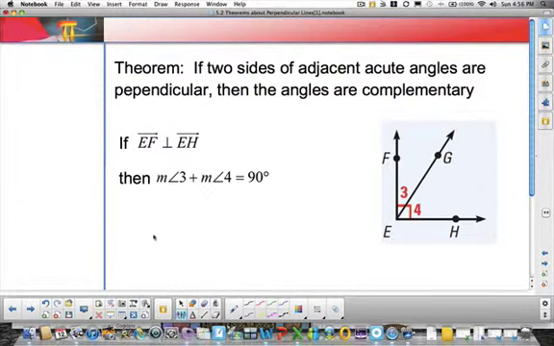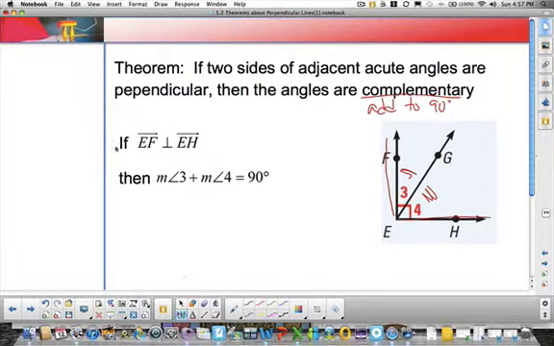So our last theorem says that if two sides of adjacent acute angles are perpendicular, then the angles are complementary. So what we're saying is if we have two angles like this, angle 3 and angle 4, and we know that both of these angles are acute, in other words, they're both less than 90 degrees. If I know that the two sides, EF and EH, are perpendicular, then I know that angle 3 and angle 4 are complementary. In other words, that they add to 90 degrees.